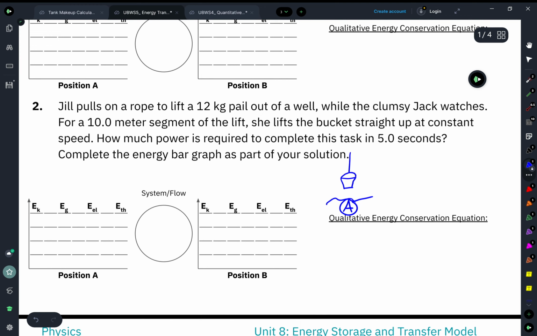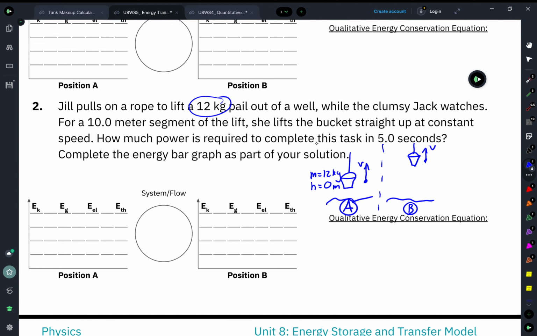by a rope. We know that this is going to be a 12-kilogram pail, so my mass is 12 kg. It's going to be a 10-meter segment of the lift. So I can probably define this starting point at A as a height of 0. And then we know that it is currently moving, so I'm going to be adding a velocity vector here. I'm going to say position B is just going to be when the pail is even higher up. It's still going to be moving up, so we still have that velocity vector.